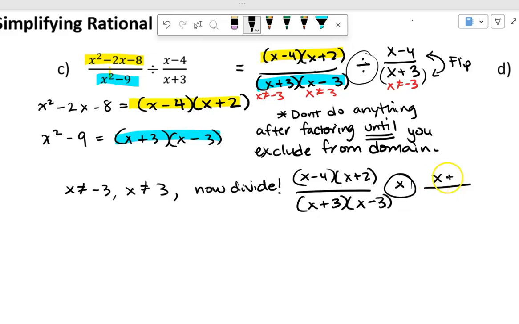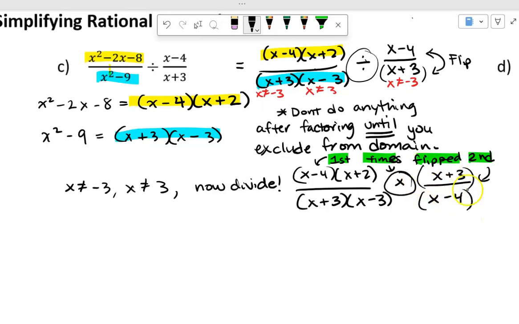So on top, we're going to put x plus 3. On bottom, we put x minus 4. Now we're ready to multiply. It is first times flipped second. And this is what I do anytime I'm dividing. All right, when you multiply, you multiply across the top and across the bottom.